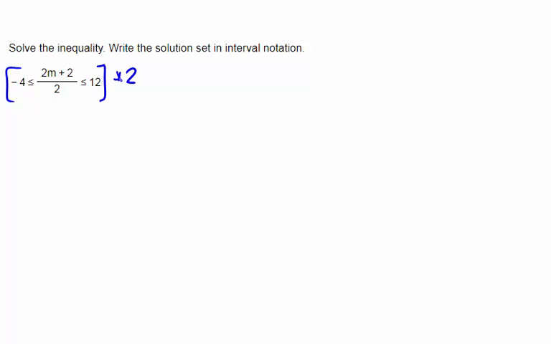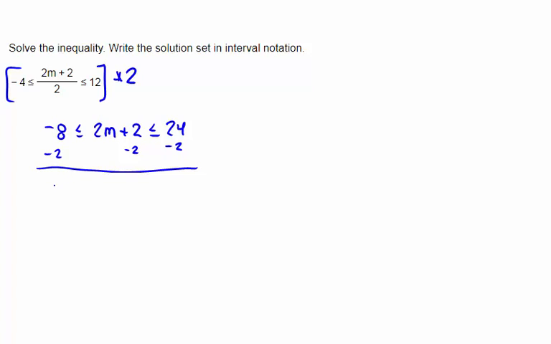And so we'll start on the left. Negative 4 times 2 is going to be negative 8. In the middle, when we multiply by 2, the 2's are going to cancel, leaving me just the top part of the fraction. And on the last part, 12 times 2 is 24. And so now we have this combined inequality that we'll just simply solve for m. Remember that we want to get m by itself in the middle, so we're going to start by subtracting this 2 from all three parts of the inequality.